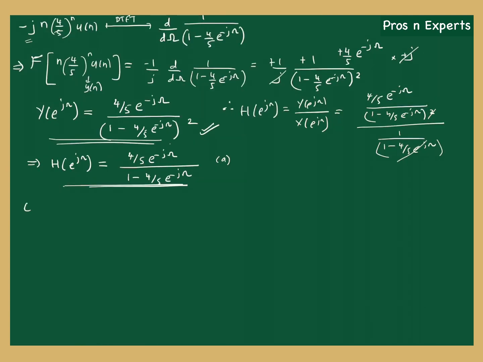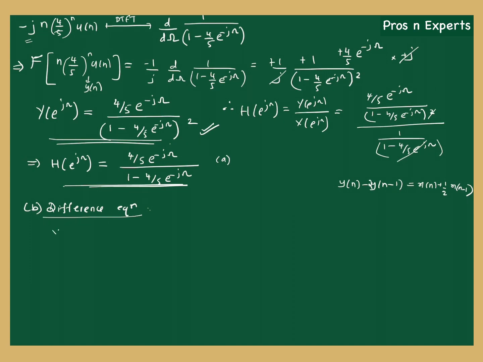Now part B of this question is asking you to find the difference equation representation pertaining to this system. What is a difference equation? A difference equation is very much like a differential equation, but it is an input-output relation for a discrete time system, like y of n minus y of n minus 1 over 2 is equal to x of n plus half x of n minus 1. This is a difference equation. So you have to obtain a difference equation for this system, and what you know is H of e raised to j omega. We can start from scratch.